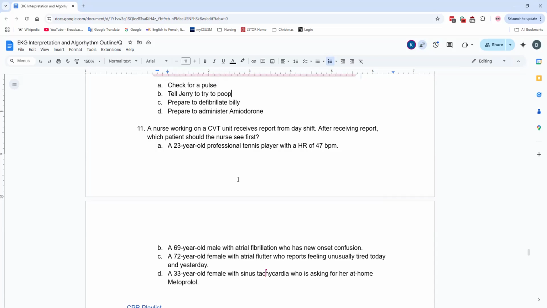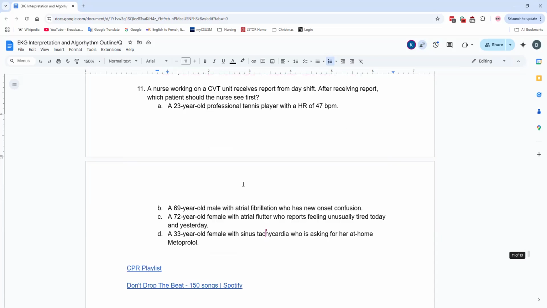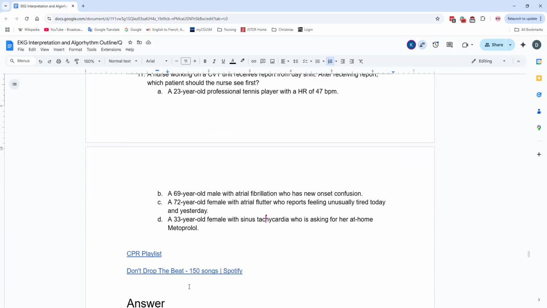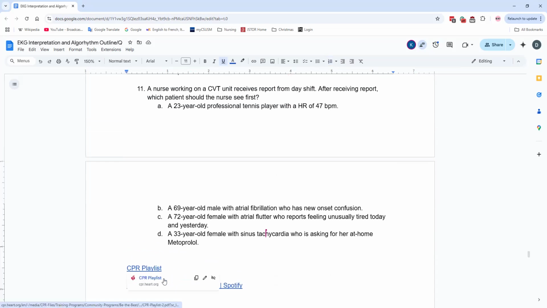All right, yeah, so we'll just get through this real quick. So number 11, it is going to be B. So first looking at A, our 23-year-old professional tennis player, aka he's way more fit than I am. With a heart rate of 47, this is expected. B could definitely be a clot, right? So we have a 69-year-old AFib who all of a sudden is now confused. This could be stroke. So you're looking for your BE FAST, so just keep in mind BE FAST.